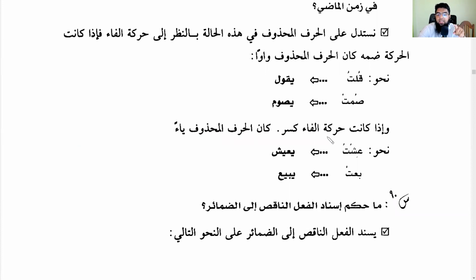وإذا كانت حركة الفاء كسر, if it is kasra, كان الحرف محذوف ياء. كان المحذوف, it is ya. For example, عشت. I lived. So this is a kasra here, so it's a ya. يعيش. عاش يعيش. The alif is actually a ya. بعت باع يبيع, it is a ya.